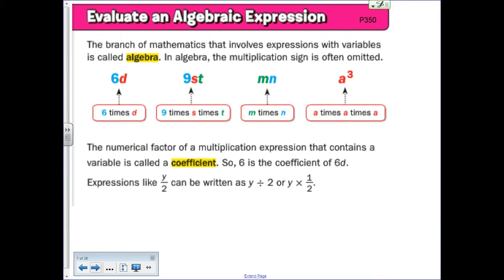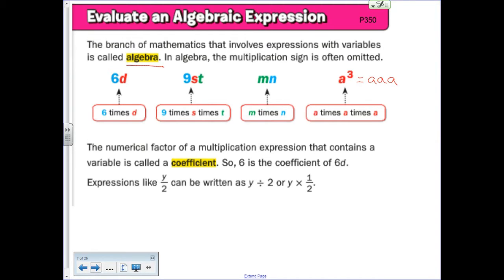Okay, take a look at page 350 here. The branch of mathematics that involves expressions with variables is called algebra. So there's that ugly word that we're all afraid of. In algebra, the multiplication sign is often omitted. Take a look at these terms. Where there's 6 right next to the D, that means multiply, 9 right next to the S, and the S right next to the T. Those are all multiplying. M right next to N means multiply. And even A to the third power means to take A times A times A. It's just a quicker way to write that.